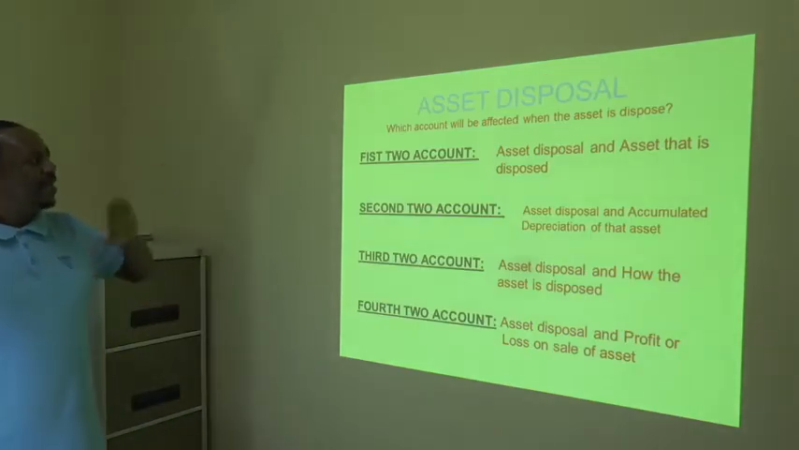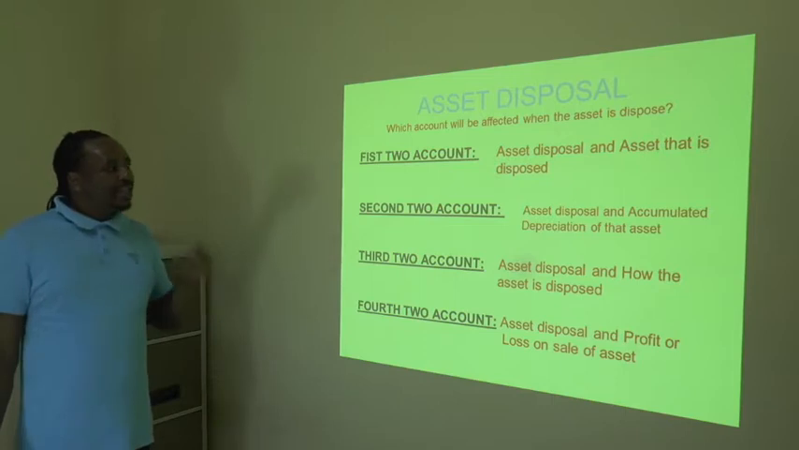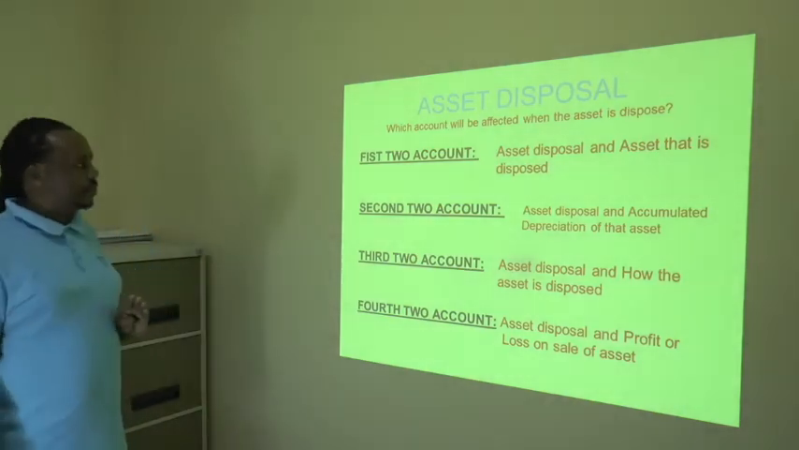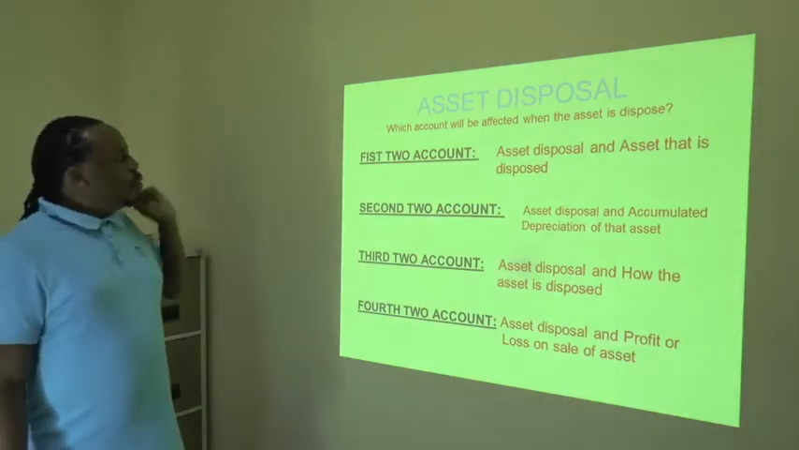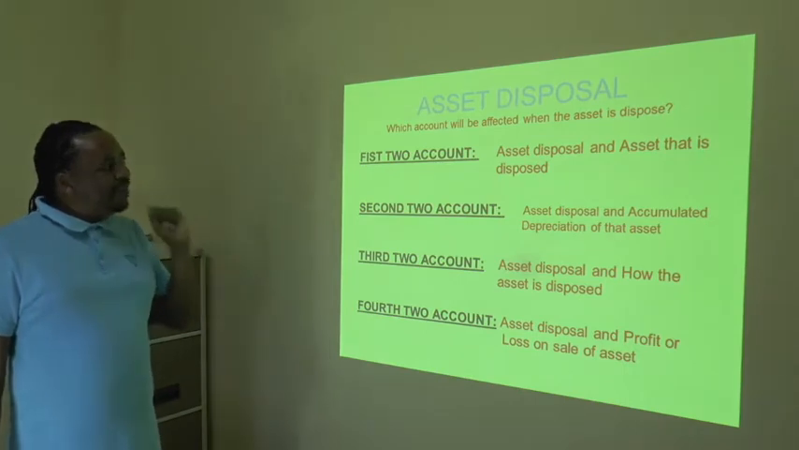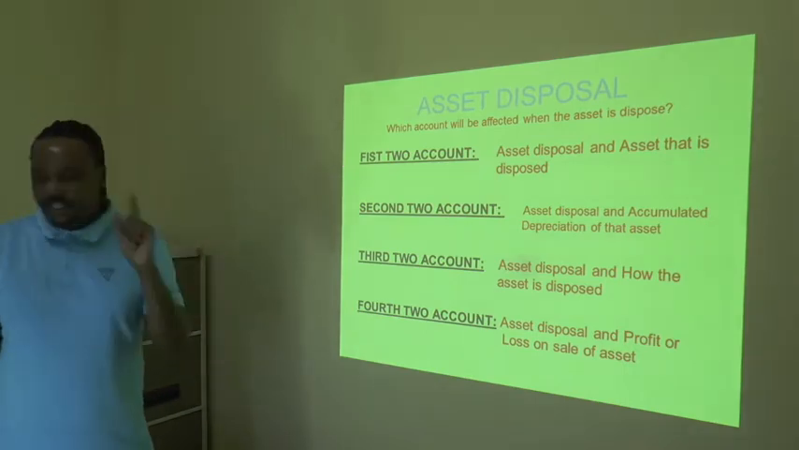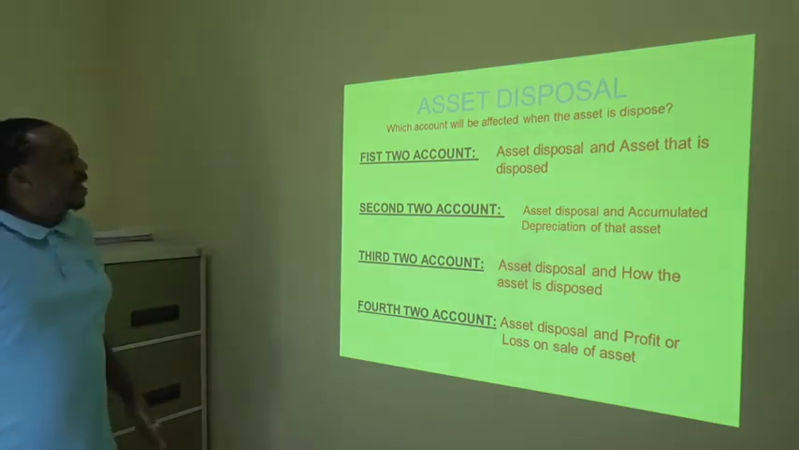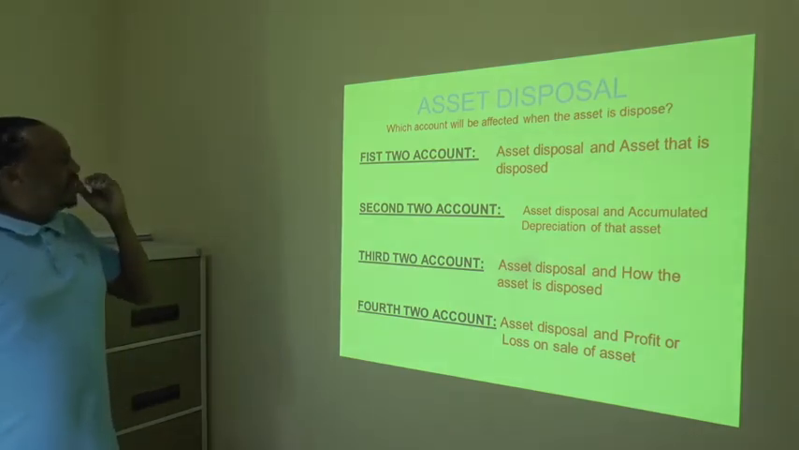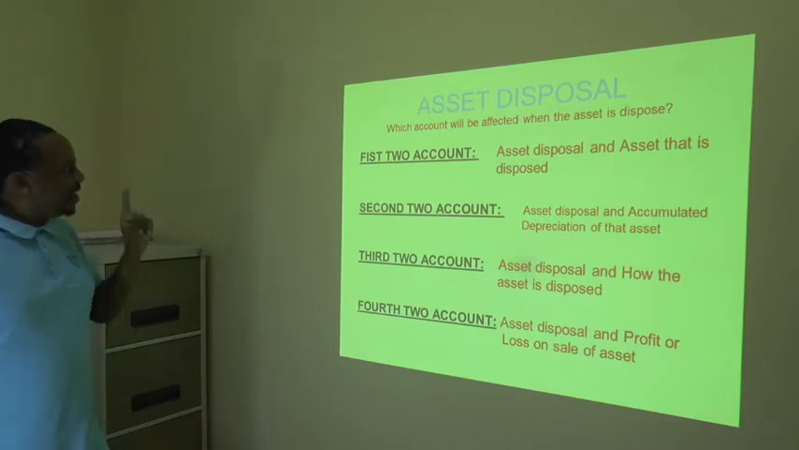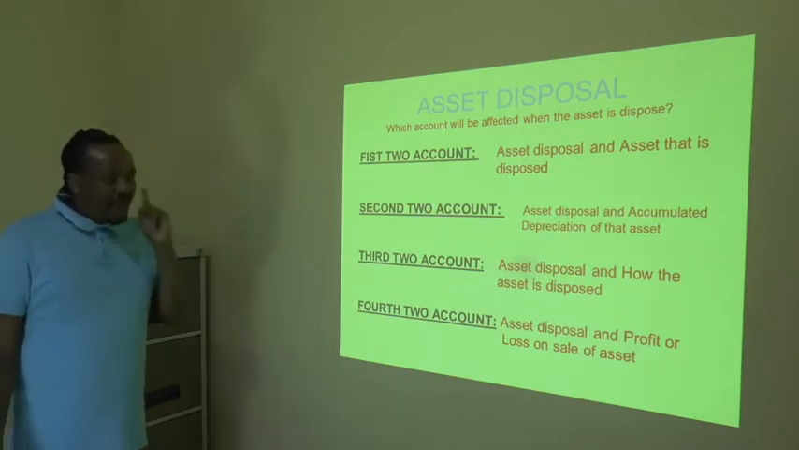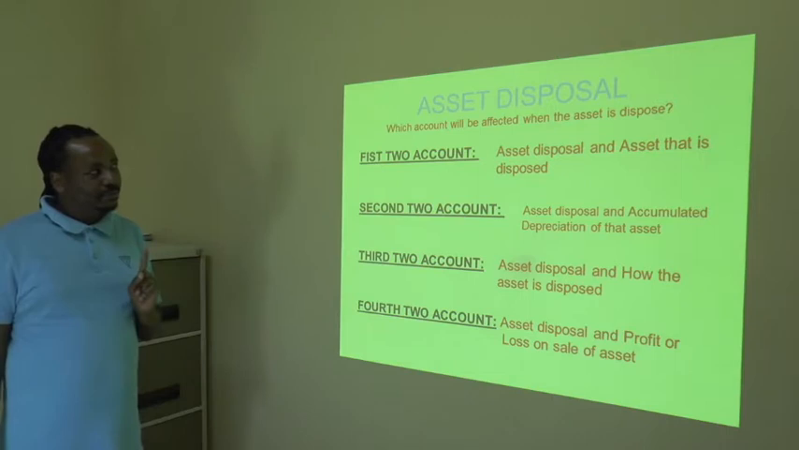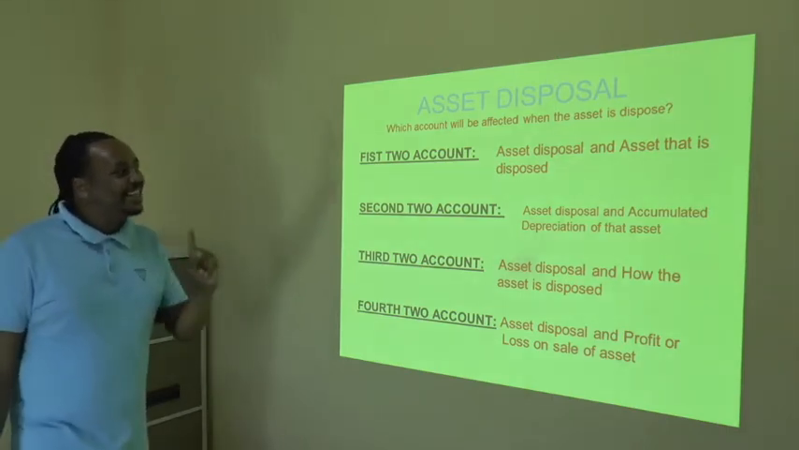Asset disposal. Let us look at how we can draw this asset disposal, people. Which accounts will be affected when the asset has been disposed of? The first two accounts will be affected when the asset is being disposed of. It's asset disposal and the asset that has been disposed of.